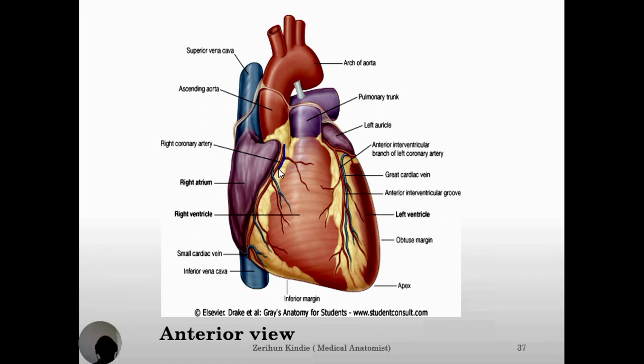What is this? This is the coronary groove or atrioventricular groove. Based on the coronary groove, this is the atrium and this is the ventricle, right and left ventricle. Based on the anterior interventricular groove, we can say this is the right ventricle, this one is the left ventricle. Good.